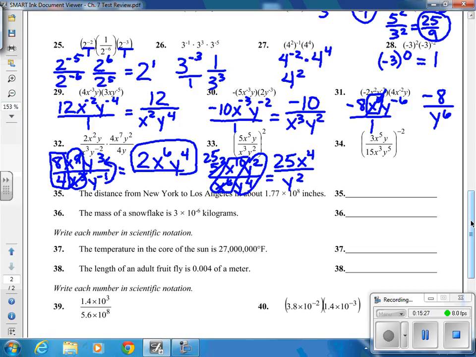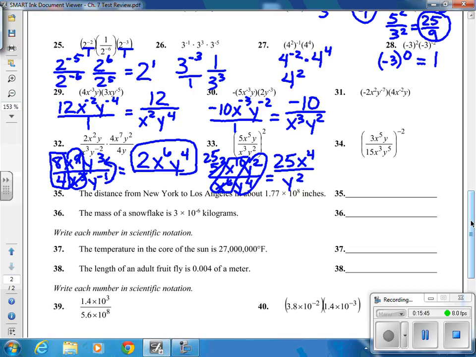For number 34, again, we're going to give the power of -2 to everybody, or in this case, I'm going to try simplifying first and then doing the -2. So if you do this in a different order, again, just check your final answer, right, and see if you can follow along with what I'm doing, because it is just another way of getting the answer.